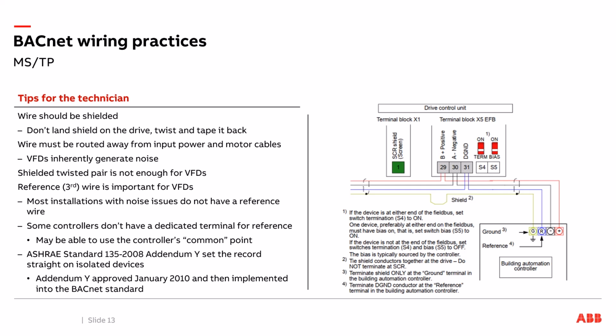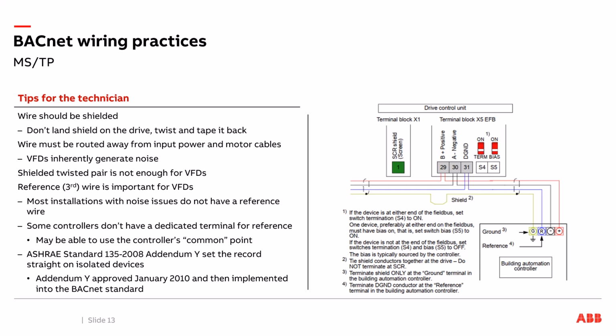So first off, BACnet MSTP wire should be shielded. Drives create a lot of electrical noise. That's just kind of how drives work in general. They're switching 650 volts DC on and off 4,000 times a second. It puts noise out there, so use shielded cables. Usually I would not recommend ever landing the shield at the drive. Basically, you keep the shield maintained, so when you have to cut that wire to land at the drive, you basically twist it and tape back the shield and keep it maintained.